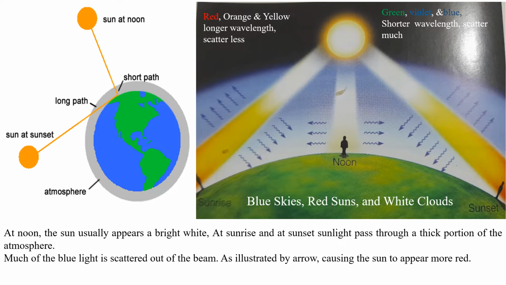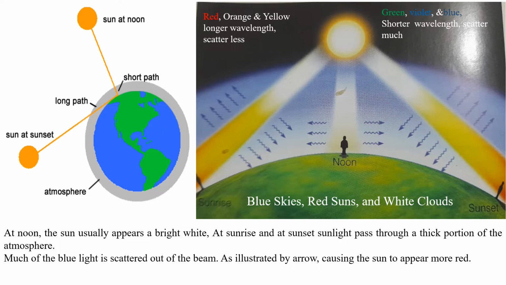In this video, we will understand how the sky looks blue, our sunset is red, and our cloud is white. So we know that the sky is blue because the air molecules selectively scatter the short wavelengths of the visible light. These short waves are violet, blue, and green, and they scatter more effectively than the longer wavelengths such as red, orange, and yellow.